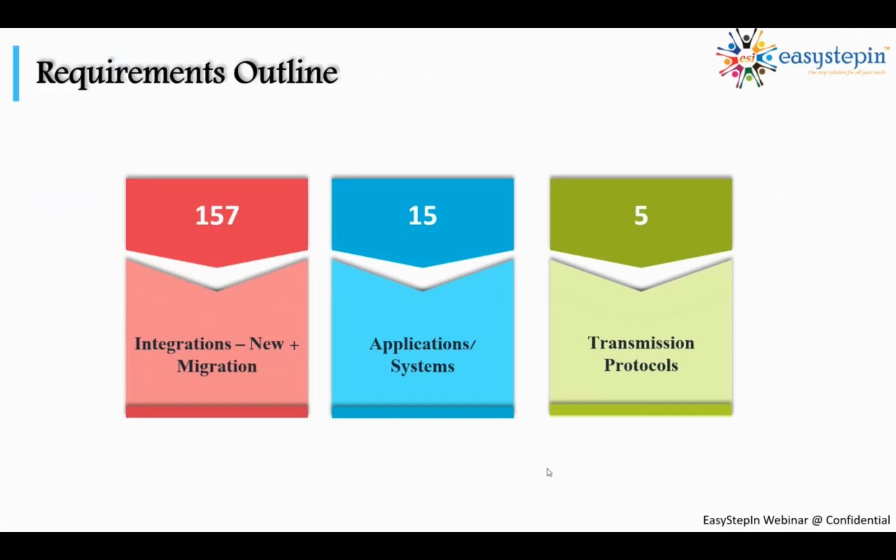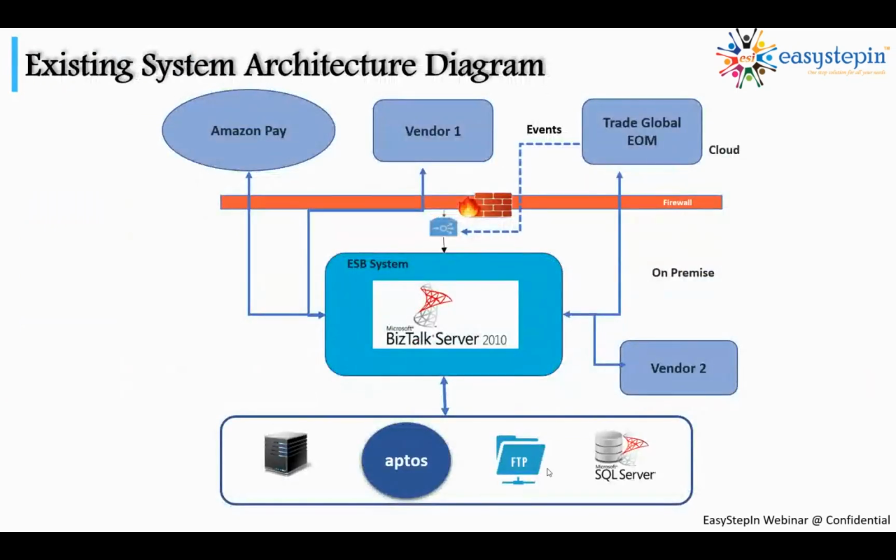So when the initial design started, or initial discussions were started, we came up with 157 plus integrations actually. And as I mentioned, the applications to be integrated were between 12 to 15. And we have the transmission protocols, like we have used queue mechanism, SFTP, FTP, and cloud applications, REST, SOAP endpoints also here.